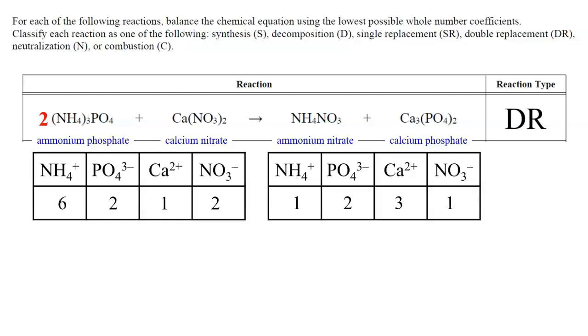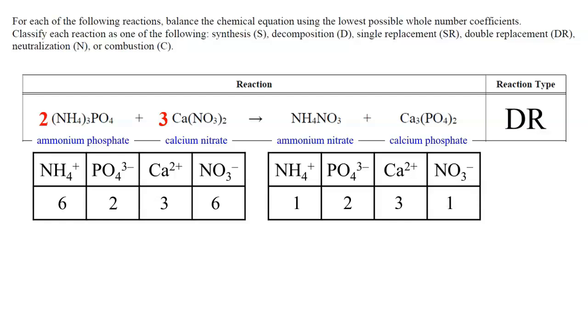Now I see on the right side of the equation, there's 3 calcium ions. So I'd like to get 3 calcium ions on the left side of the equation. I'm going to put a coefficient of 3 in front of that calcium nitrate formula. This will give me 3 calcium ions, but it also gives me 3 times 2, which is 6 nitrate ions. So on the left side of the equation, I see 6 ammoniums, 2 phosphates, 3 calciums, and 6 nitrates.